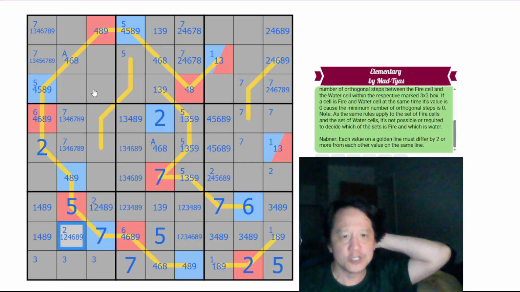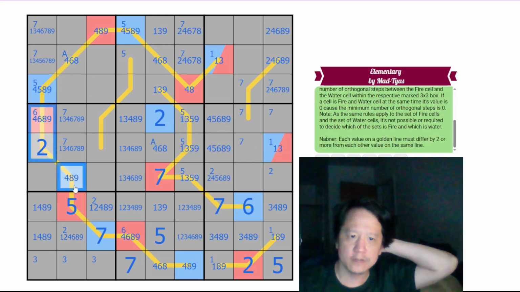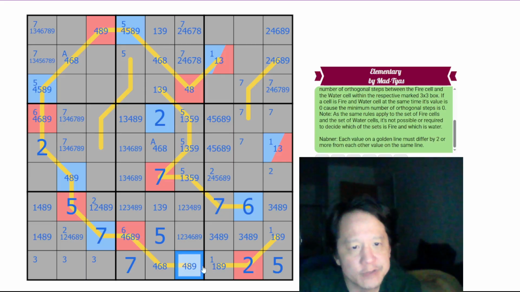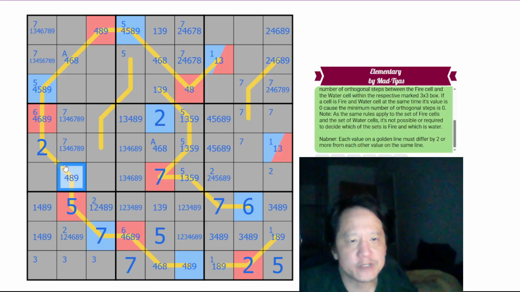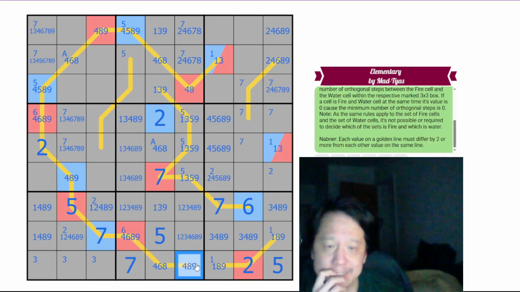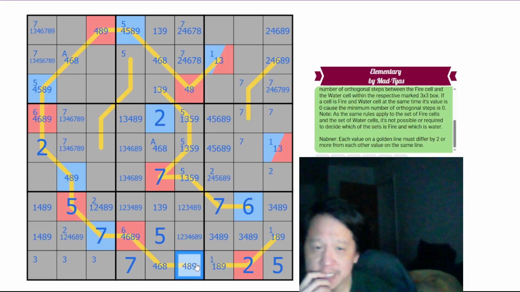So this digit, A, has to be in one of these four cells because this is a 4, 6, 8, and 9 quadruplet, which are 3 apart, which gives us the different values. That means it cannot be this one. So this A has to be either here, here, or here. We don't know which.